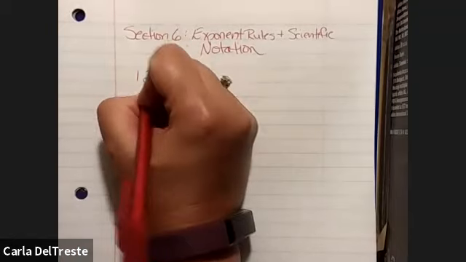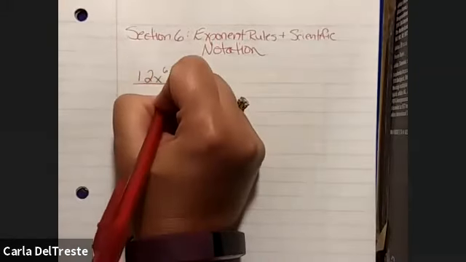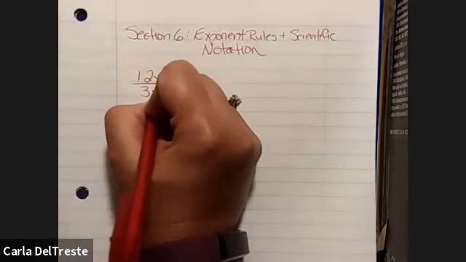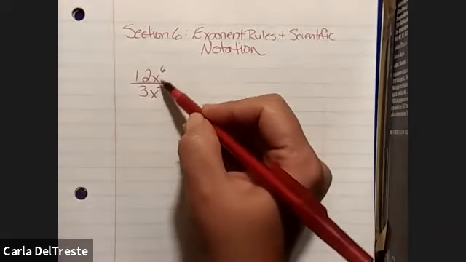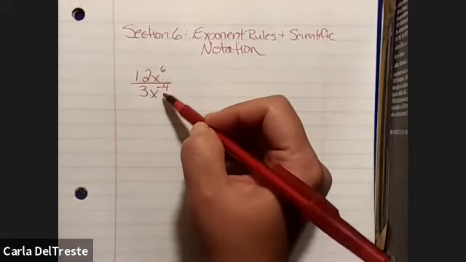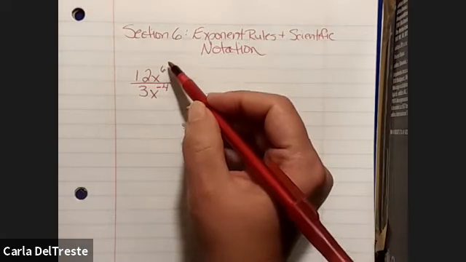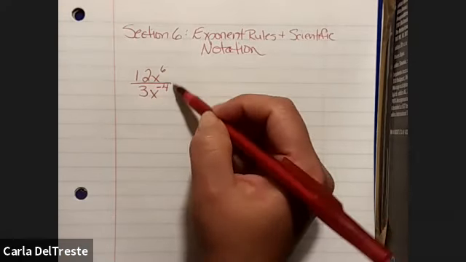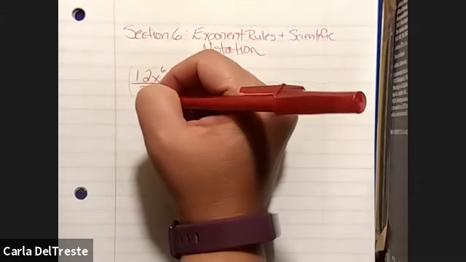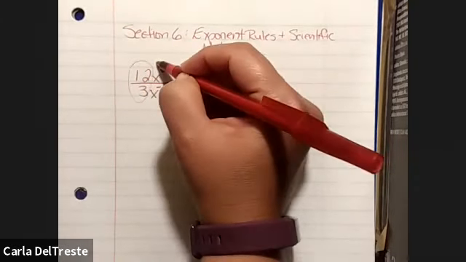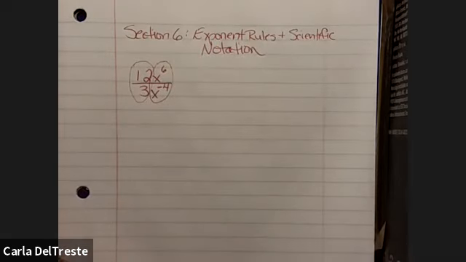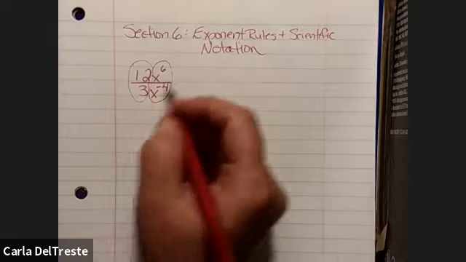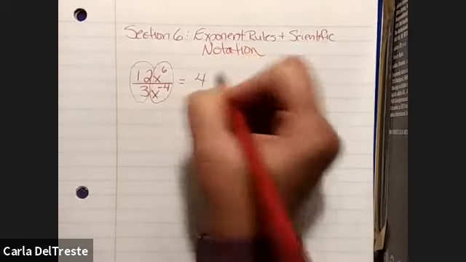Let's say I have 12x to the 6th divided by 3x to the negative 4th. Okay, I do have like bases here being divided. So what am I allowed to do? I'm allowed to subtract the exponents. I am allowed to view my coefficients and my variables separately. So I can work out 12 divided by 3. I know what 12 divided by 3 is. That's 4.